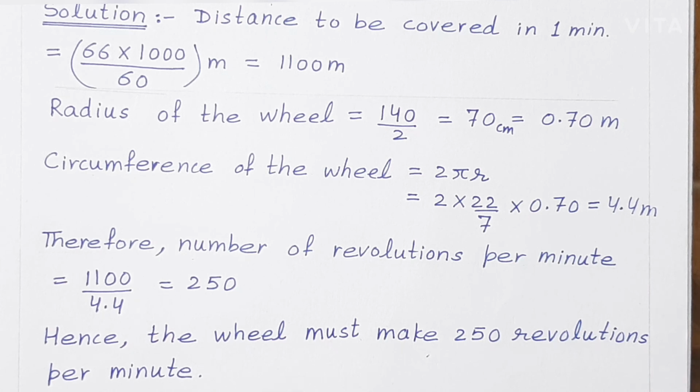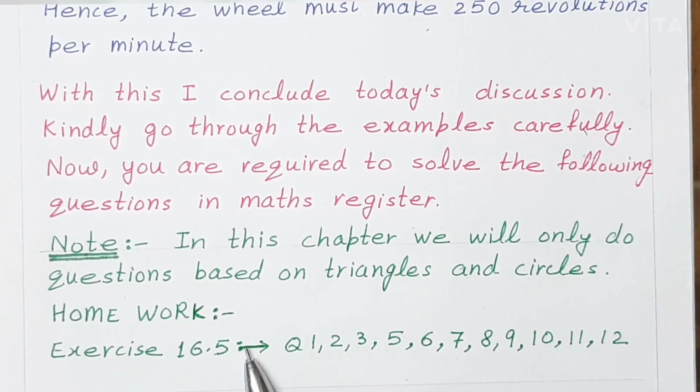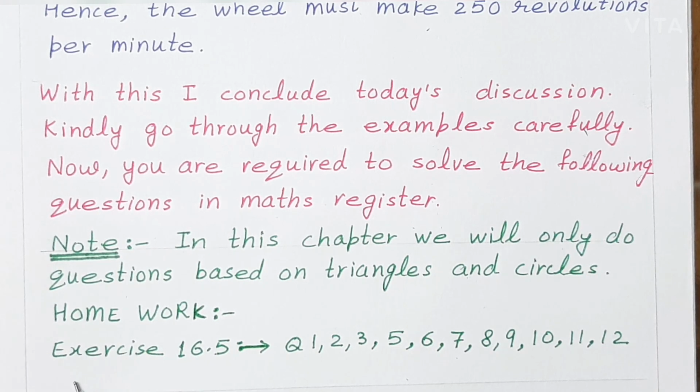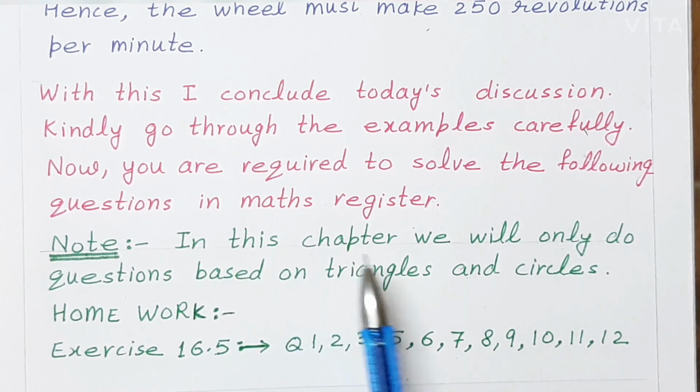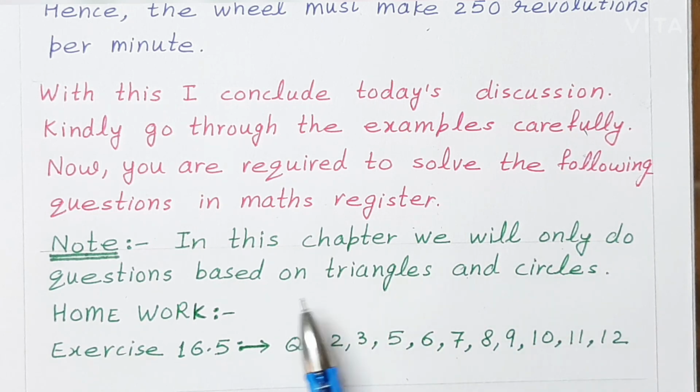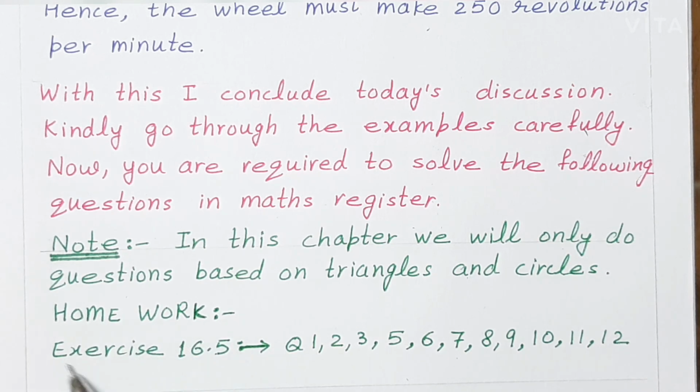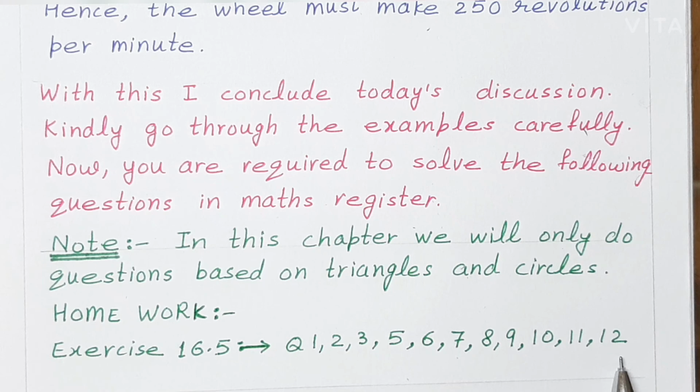Now students, with this I conclude today's discussion. Kindly go through the examples carefully. Now you are required to solve the following given questions. That is from exercise 16.5, question number 1, 2, 3, 5, 6, 7, 8, 9, 10, 11 and 12. Students, in this chapter, we will only do questions based on triangles and circles. So, we will only do exercise 16.5 in today's assignment.